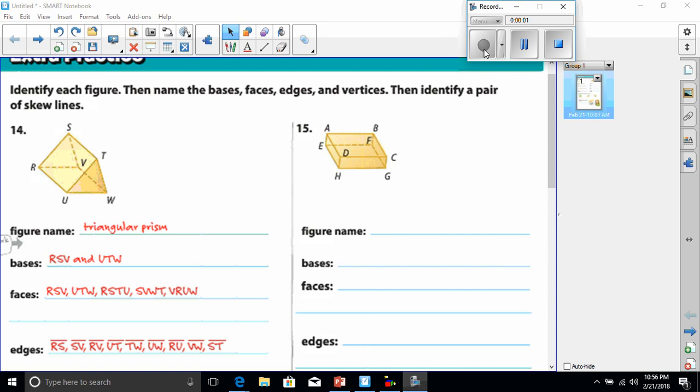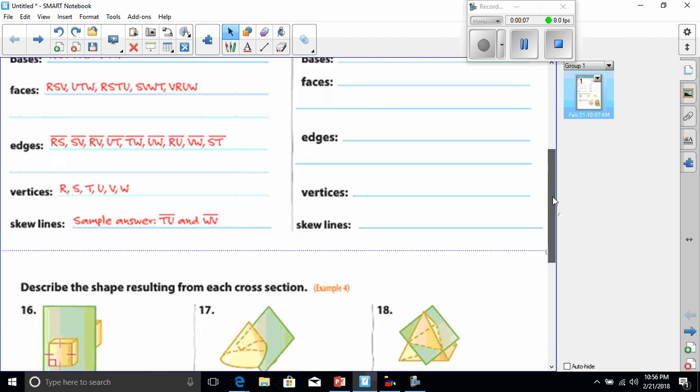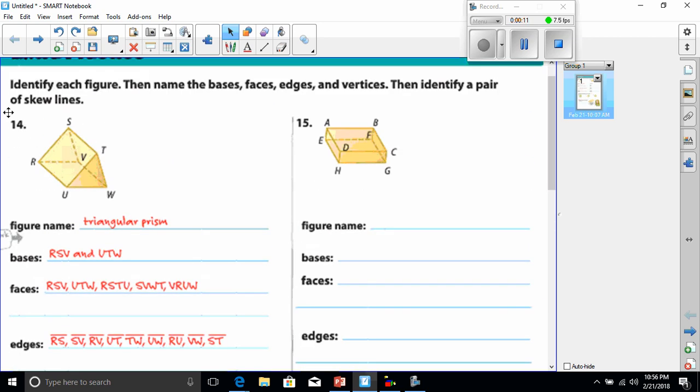We're going to be going over our extra practice sheet, our homework page 599, I believe. I'm going to identify each figure, then name the bases, faces, edges, and vertices. Then identify a pair of skew lines. Now, as number 14 says, this is a triangular prism. It's triangular because the bases are in the shape of a triangle.